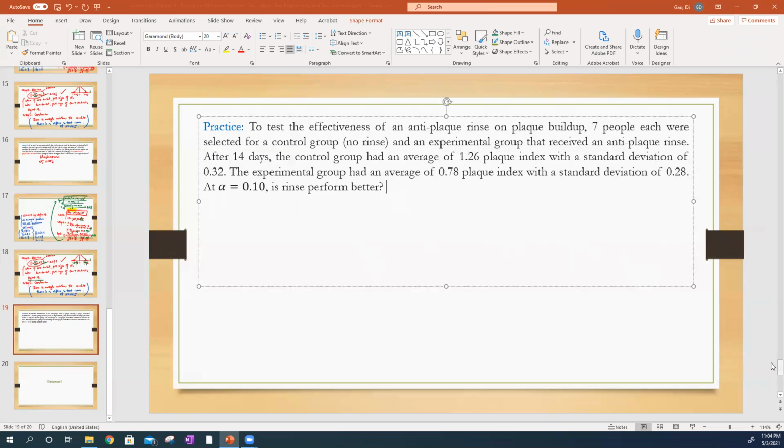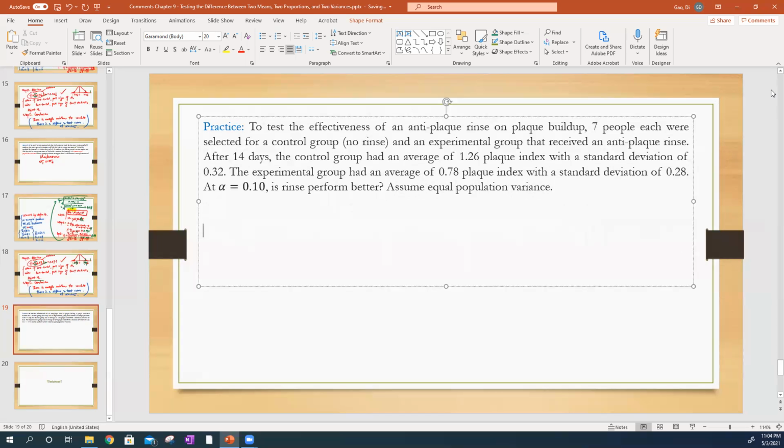And I think it's a typo. There should be another condition here. Let's just fix that very quick. So let's say assume equal population variance. Okay, that's the question.